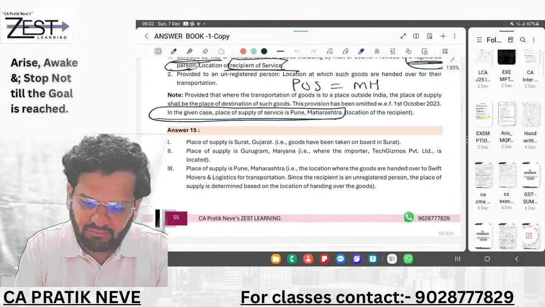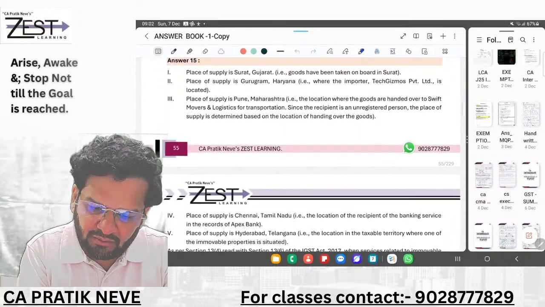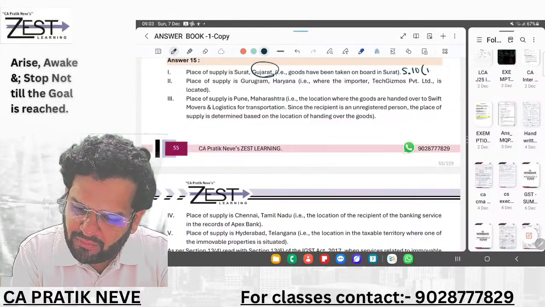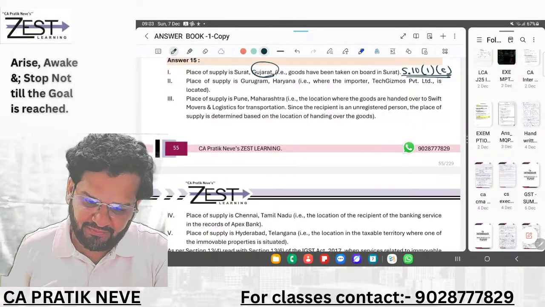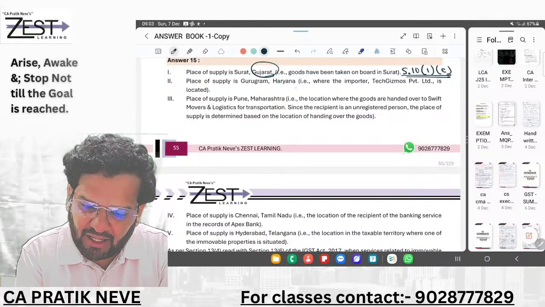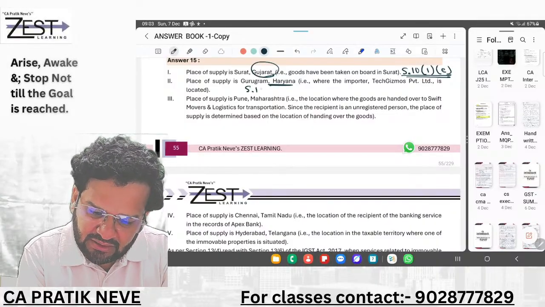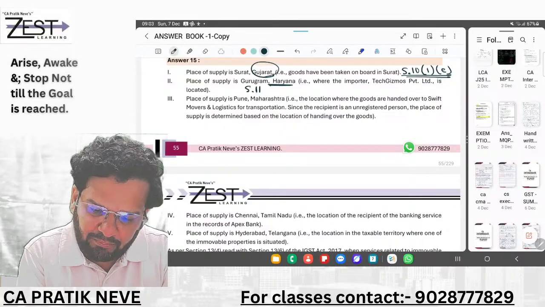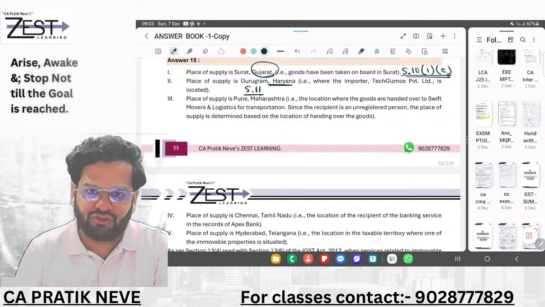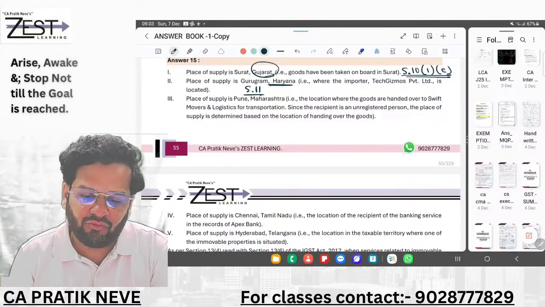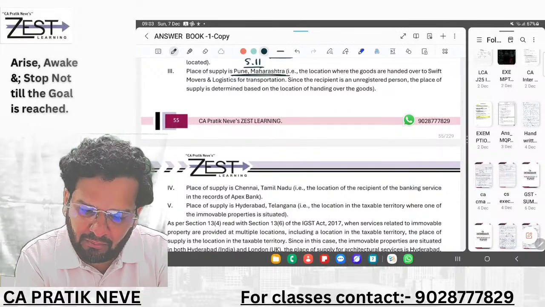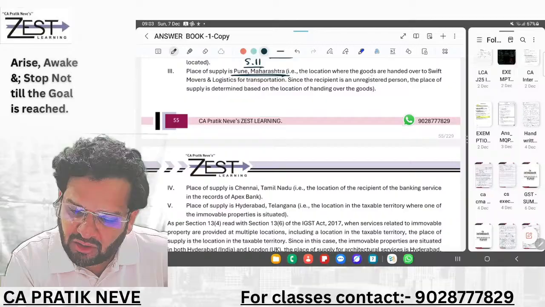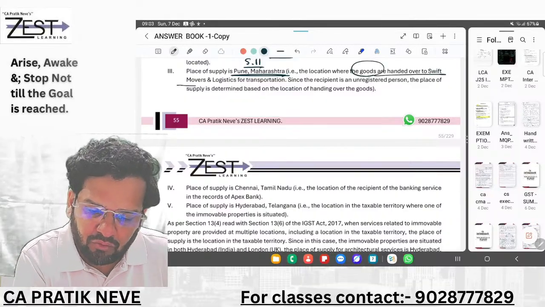Yeah, so it will be, as I am telling you, Gujarat as per 10(1)(e). So goods supplied on board a conveyance. Then in next case it will be Haryana as per section 11. The place of supply in case of import of goods is the location of the importer. Then in next case it will be Pune, Maharashtra, that is where the goods are handed over for their transportation.